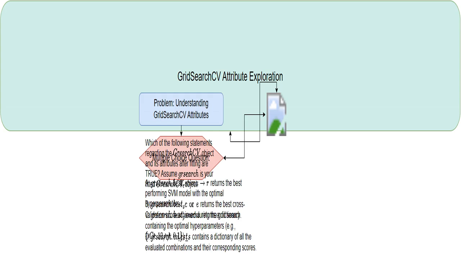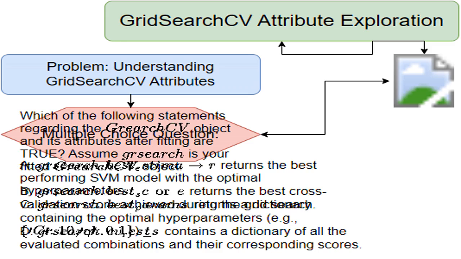The core of this problem is about understanding the functionality of the GridSearchCV object. Specifically, it's about understanding what information is stored in its various attributes after you've used it to tune hyperparameters of a support vector machine, SVM. It's a great way to assess your grasp of the GridSearchCV tool in the scikit-learn library. This is the overall theme of the problem.